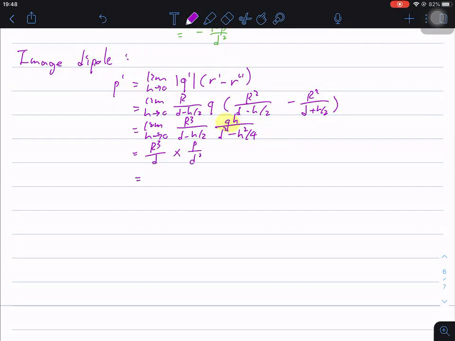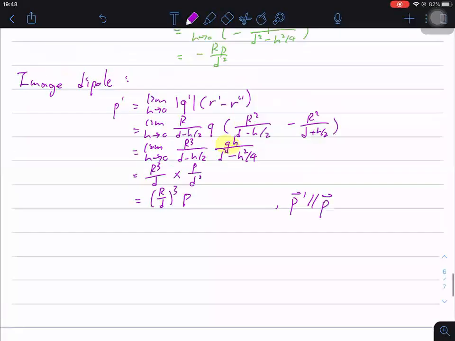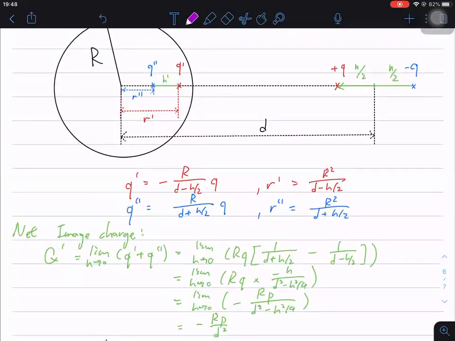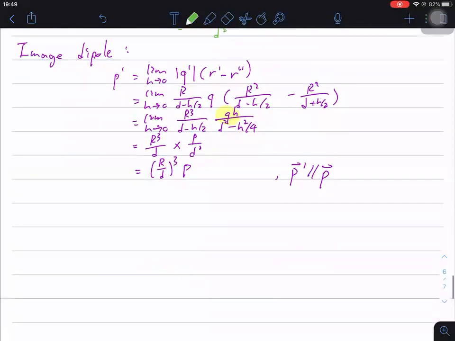So basically, we obtain similar values of the dipole moment, the same magnitude of image dipole moment as the previous question, but this time we don't have the negative sign. So the image dipole moment is parallel to the dipole outside the sphere. If I have to draw a vector to indicate the direction of the dipole moment, it should be like this. So they are parallel.